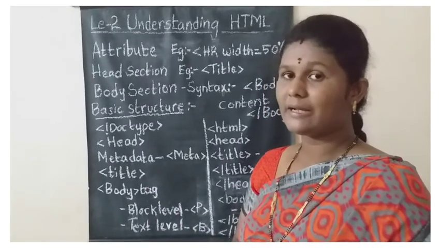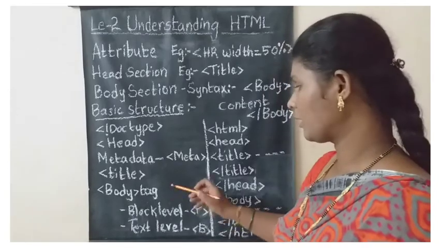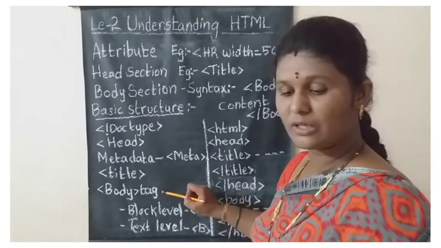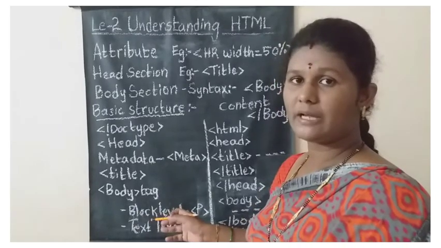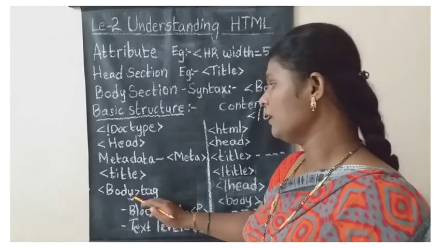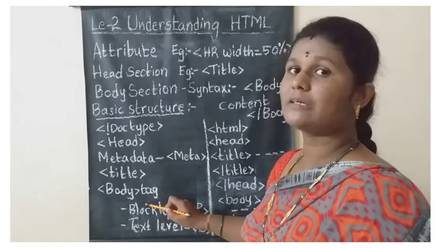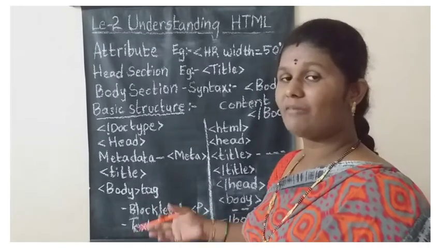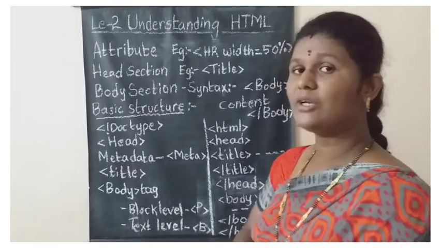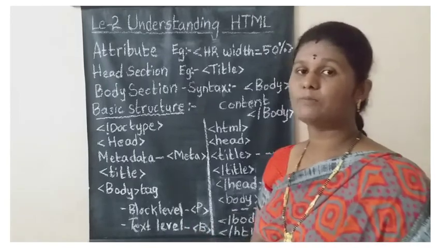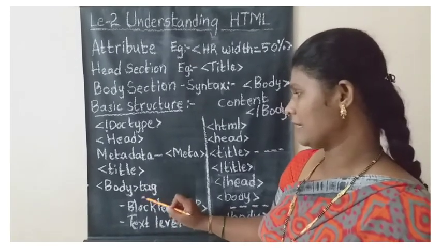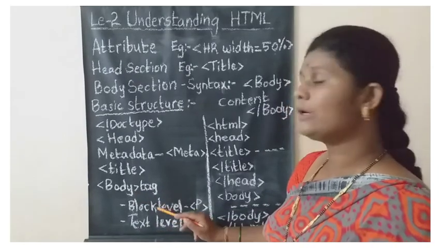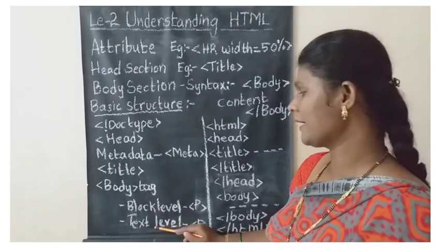In the body tag, I said all the content, whatever the content you want to give, all that content will be given in the body tag. If you open body tag, in those, the tags, attributes, values, elements, whatever you want to type. If you want to type the paragraph also, we specify it in the body tag. The body tag contains two levels, block level elements and text level elements.